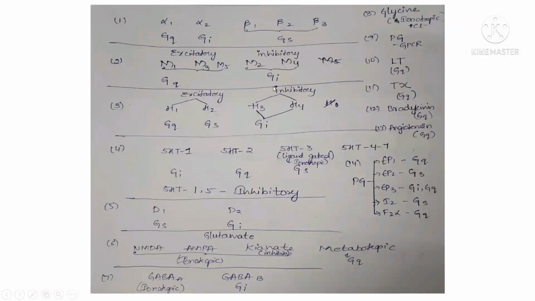And this is also a very important one. I think you have understood. So here we can see different types of receptors and to which G protein each is coupled. This is a very important slide.